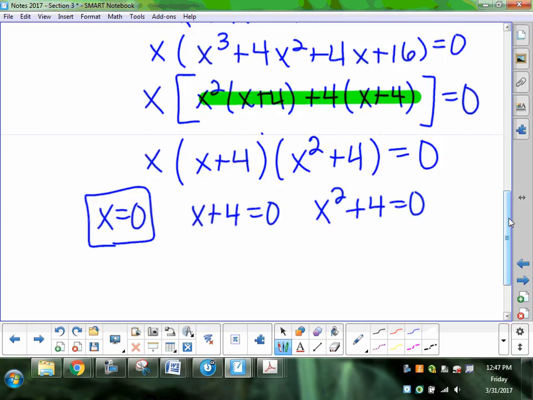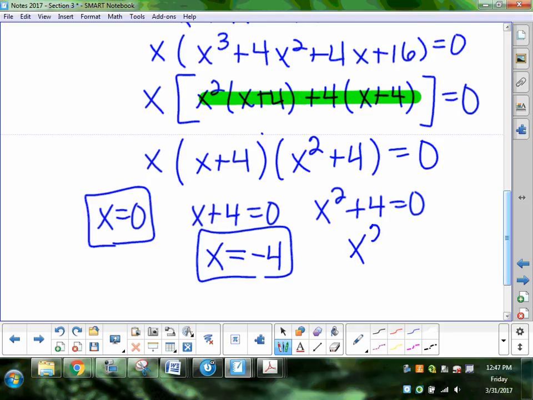The factor pattern is called difference of perfect squares. Normally, difference means what math operation? Does difference ever mean adding? No. X is equal to negative 4, and then over here, we bring this over, x squared is equal to negative 4. What do we do, Maddie, from here?